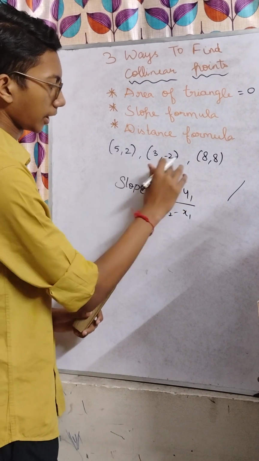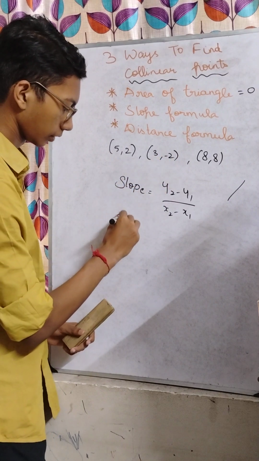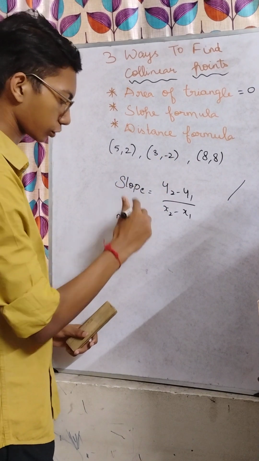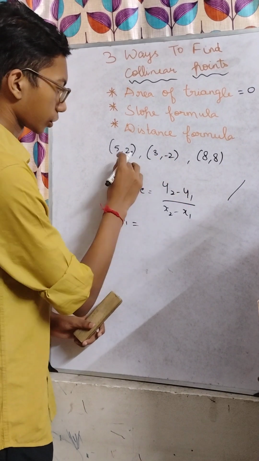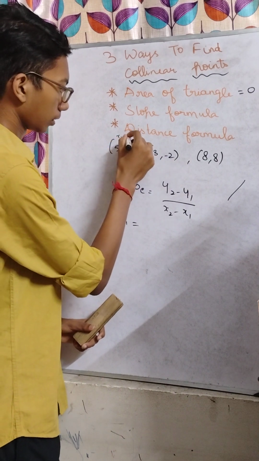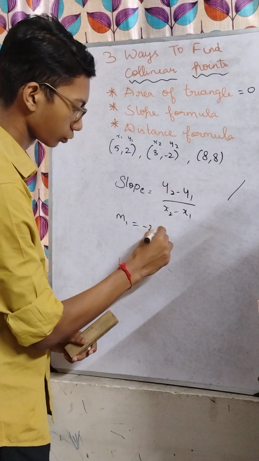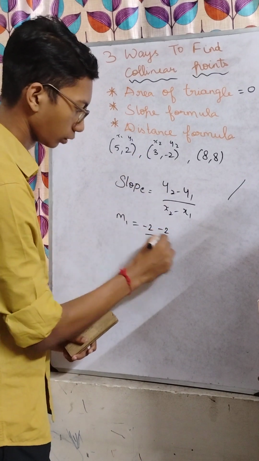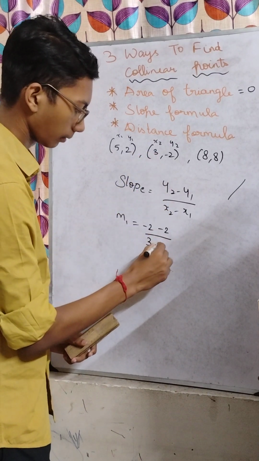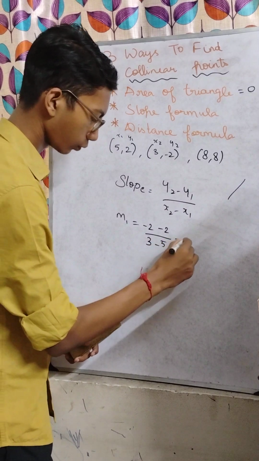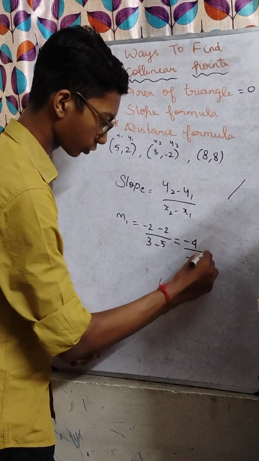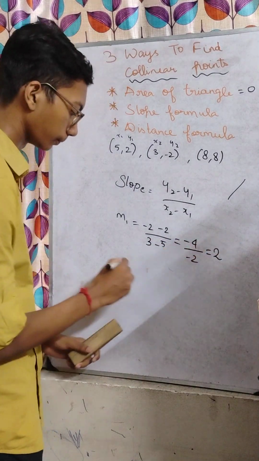That is, we'll take these 2 points first. We can denote the slope as m1. M stands for slope. So y2 minus y1 by x2 minus x1. Here y2 is minus 2, and x2 is 3 minus 5. So we have minus 4 by minus 2, which gives the slope of 2.